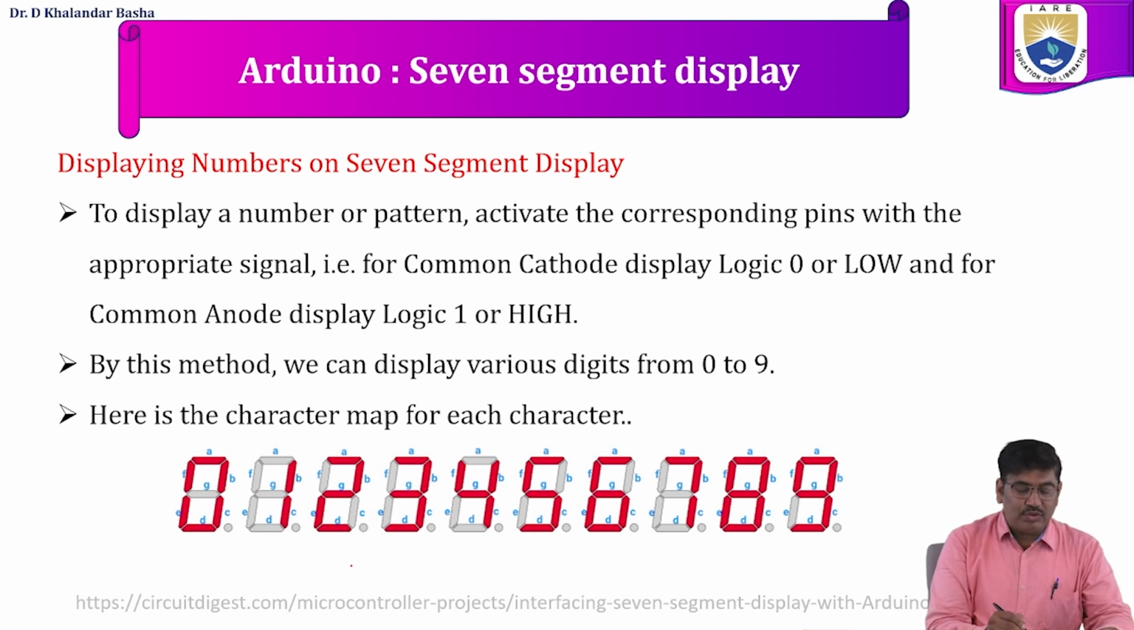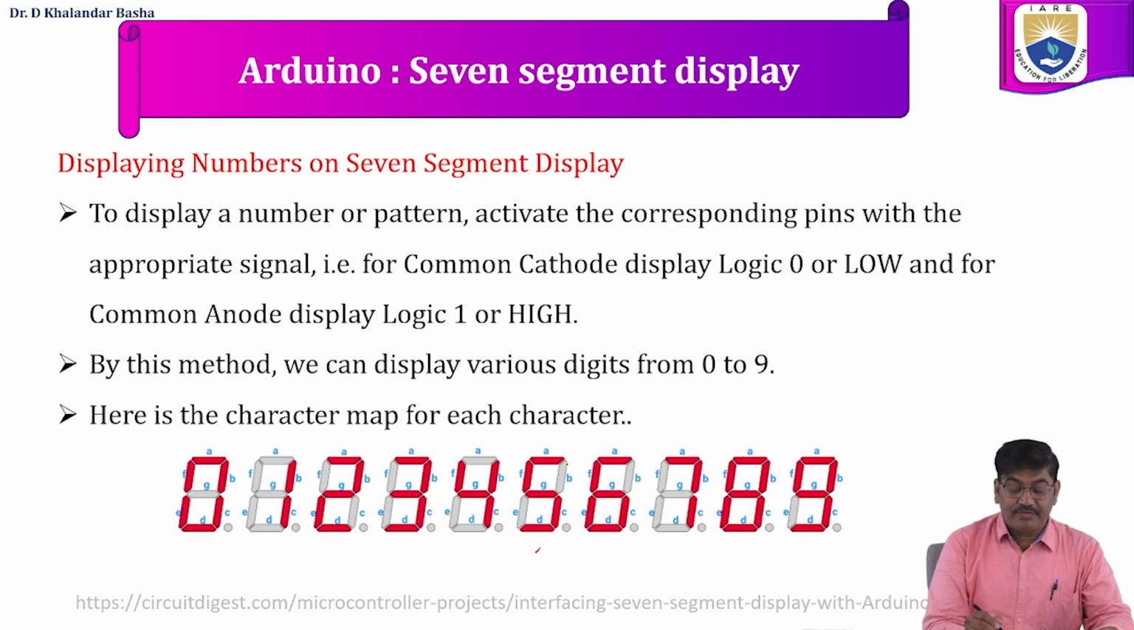For displaying 2, the A, B, D, E, G segments will be on and the C segment and F segment will be in the off state. For displaying 3, A, B, C, D, G will be on. How about E and F? They are in the off state. For displaying 4, B, C, F, G should be on. The LEDs A, D, E should be in the off state.